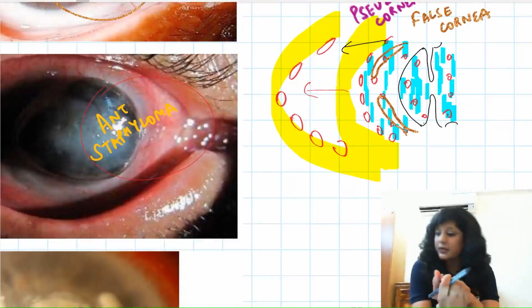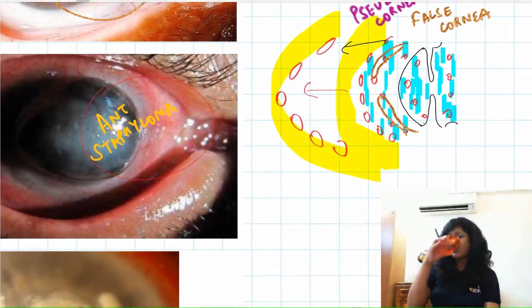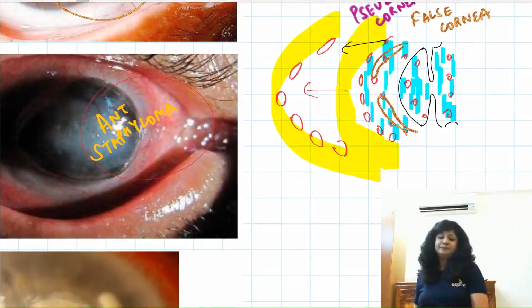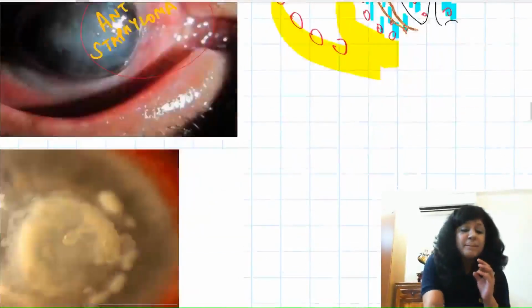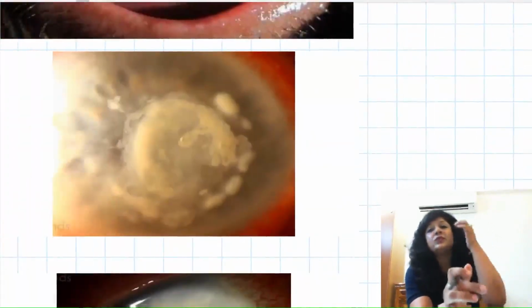Okay, now we come to the fungal corneal ulcer. Now see, what is the basic difference when you have to do the questions related to the corneal ulcer?